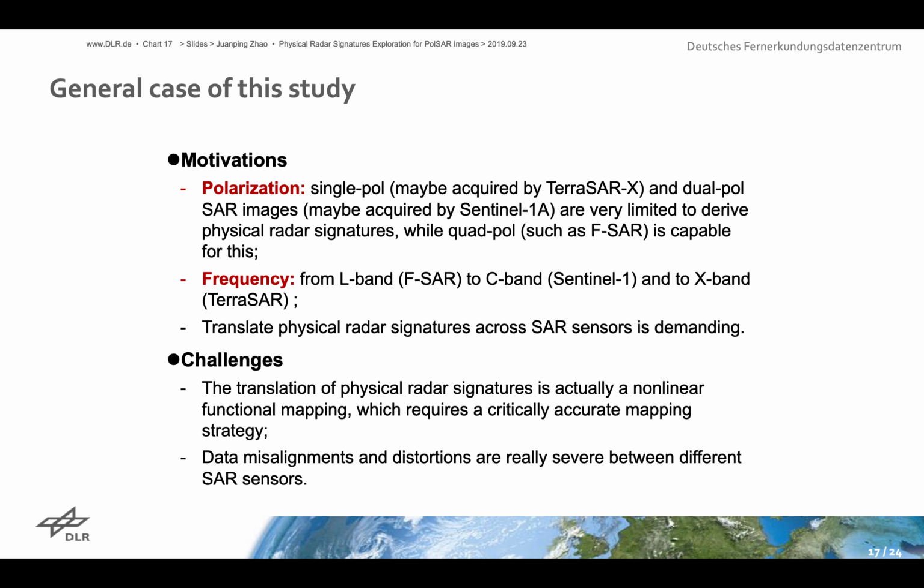The second part is from the wideband perspective. We consider that single polarization and dual polarimetric SAR images are very limited in deriving physical scattering signatures, while quad polarization is capable of this, and the frequencies are usually different. So the challenges are in two points. The first is that the translation of physical scattering signatures is actually a nonlinear functional mapping, which requires a critically accurate mapping strategy. The second is that data misalignments and distortions are really severe between different SAR sensors.